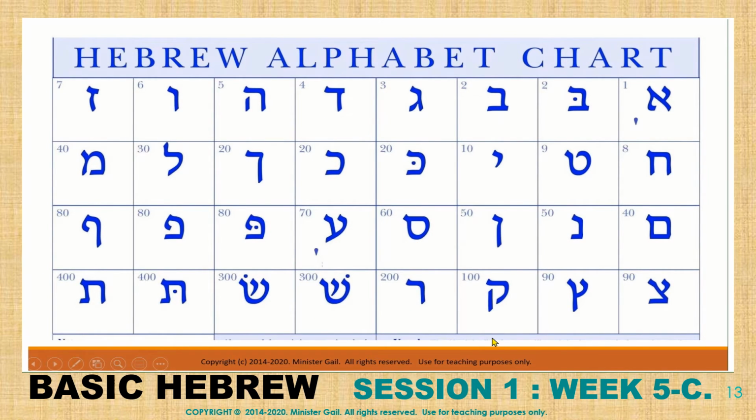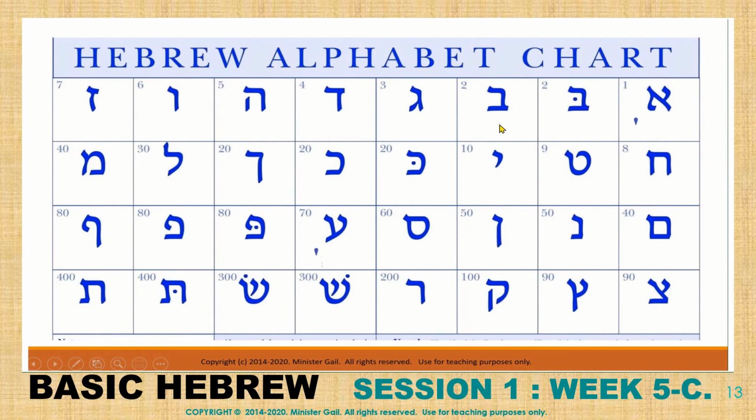Here is a test page for you that you can use for practice to see how well you've learned your letters. So this will be always the apostrophe here. The ayin will be an apostrophe or just a mark. The mark.